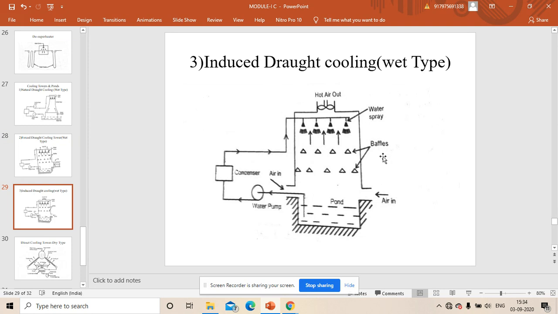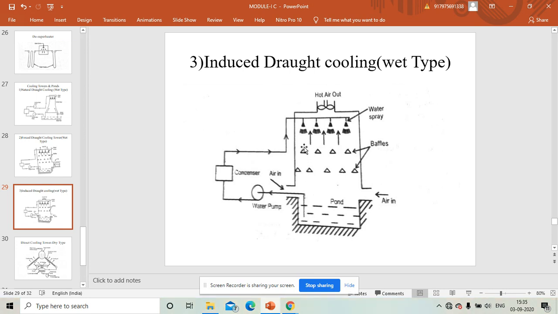Third one is the induced draft cooling system. Why it's used, you just observe here. In the forced draft there was an FD fan, and here this is an induced draft fan at the top. So the same thing, the cold water from the pond is pumped to the condenser, and that is forced to the top of the chimney, so that there will be a water spray. It will be sprayed downwards, and it will be coming down in the form of hot water droplets, and the baffle plates are the same, to ensure maximum heat transfer.